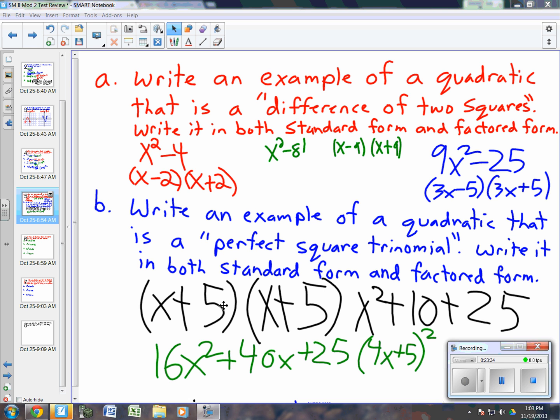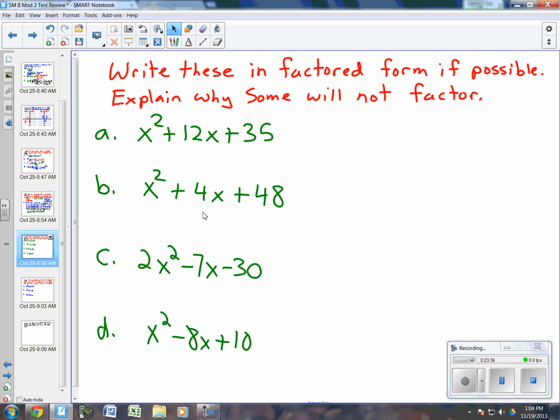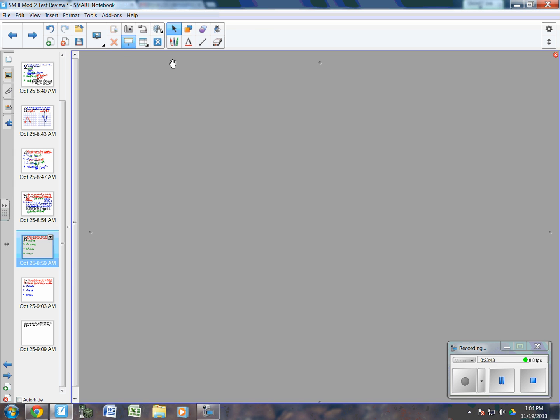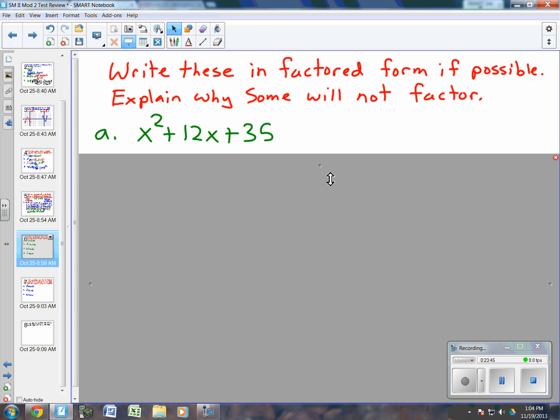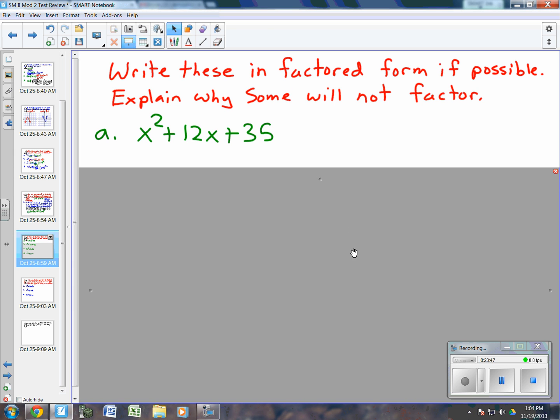Okay, next problem. Write these in factored form if possible. Explain why some will not factor. I want you guys to start. Write this one in factored form. Go ahead. I'm going to give you 30 seconds, then we're going to spin.